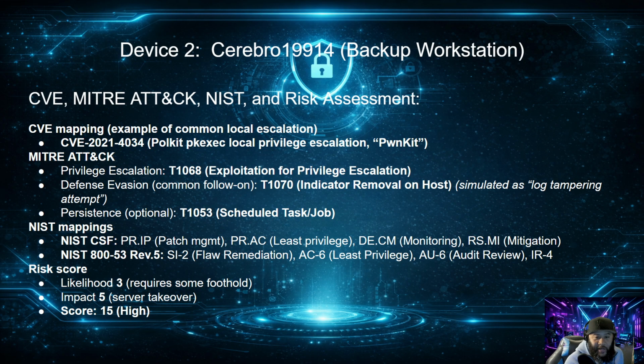The likelihood, this is a lower score, so it's a likelihood of 3. But the impact, if it does happen, is 5. So your whole server and everything on all your operating systems can be taken over. And it is a score of 15, high. So if we go back to our other example, it's not as high a risk, but the impact can be detrimental to all of your services.